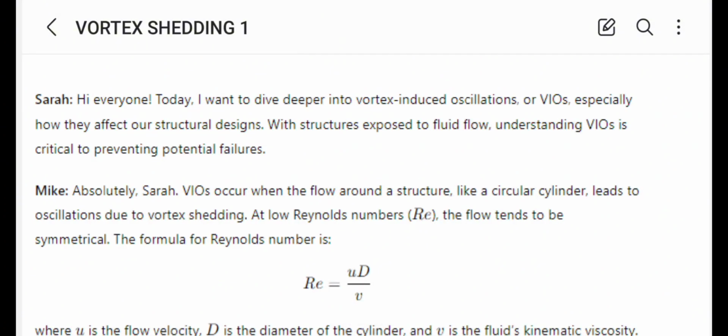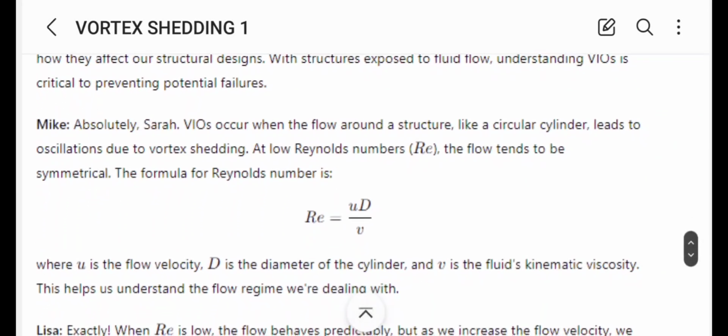Here, let's see one more thing. Hi everyone. Today I want to dive deeper into vortex shedding oscillations, VIOs, especially how they affect our structural design. With structures exposed to fluid flow, understanding VIO is critical to preventing potential failures.